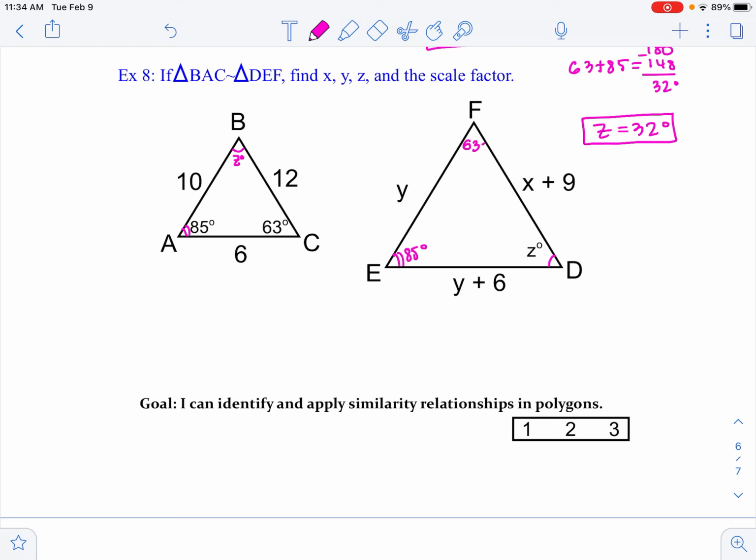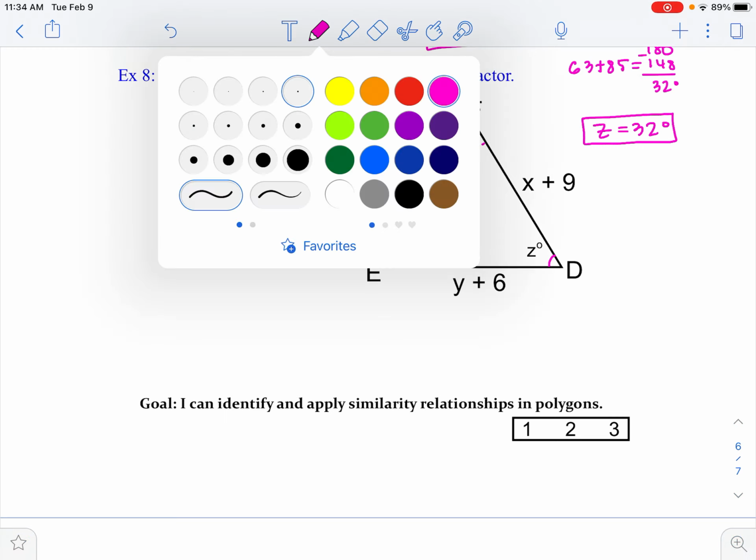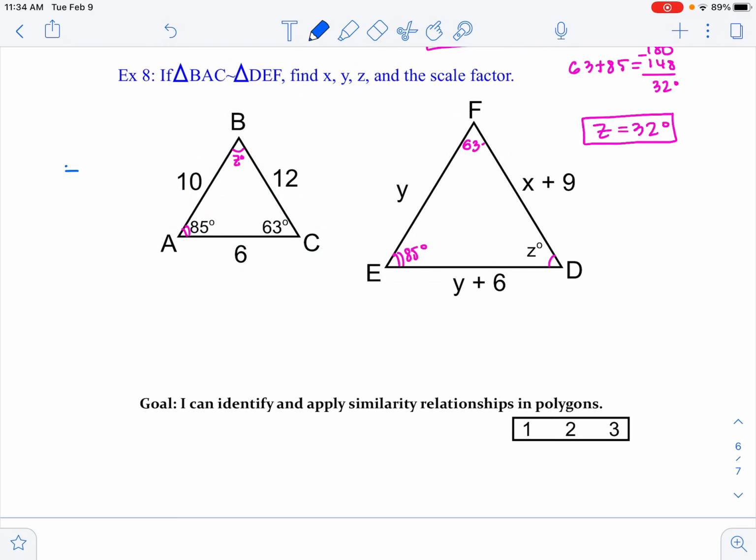All right, for sides, I use proportions. So I know I'm going to use a proportion to solve for x and y. I'm going to write down my proportion right here. I'm going to look at the big picture first, and I see 2 y's and only 1 x, so I'm going to have to solve for y first. I'm going to circle one and box the other, or you can highlight them in 2 different colors.